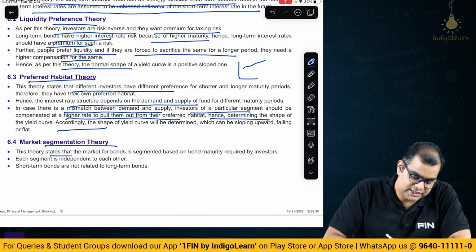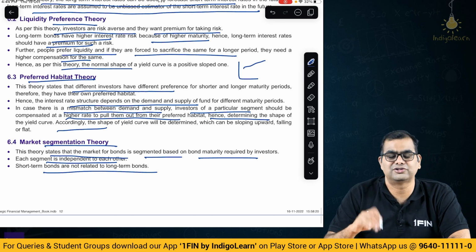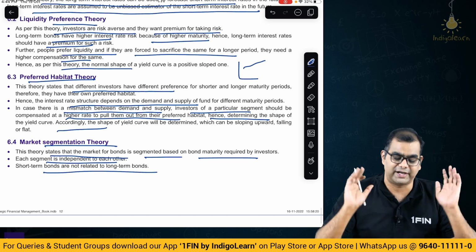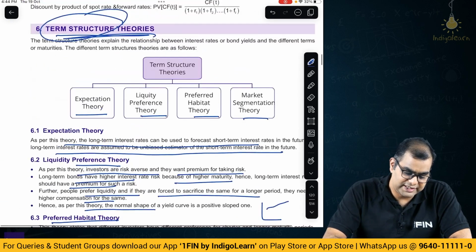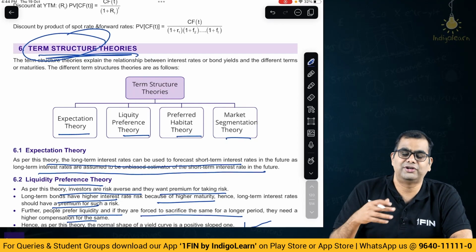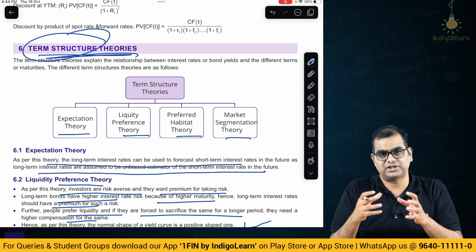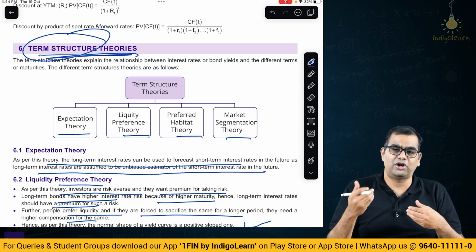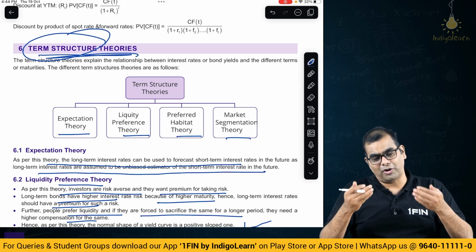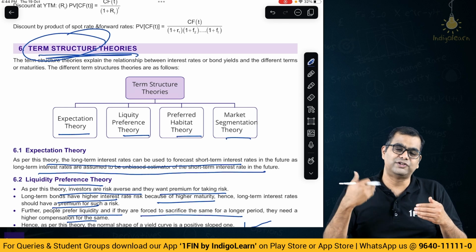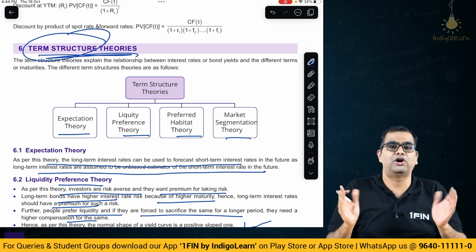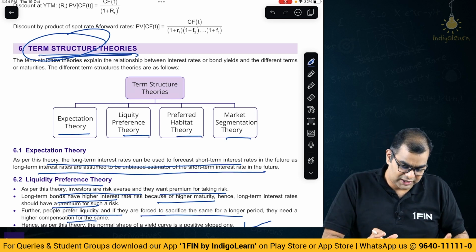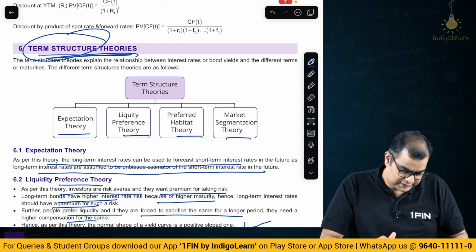Market segmentation theory. This theory states that the market for bonds is segmented based on maturity and each segment is independent of the other. Short-term bonds and long-term bonds are not related. So, this is another theory which says both of them are different kinds of setups. Right. So, these are various theories which have been propounded, which try to explain to some extent how interest rates for short-term and long-term are determined, and how spot rates influence forward rates, or whether they influence them at all or not.